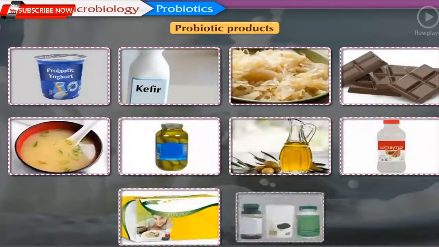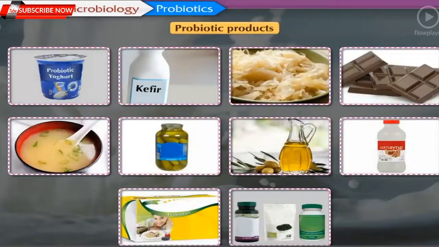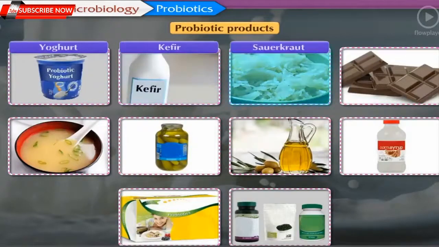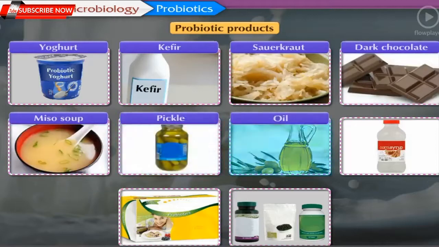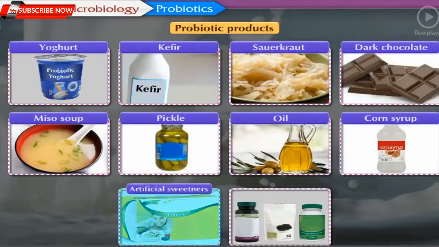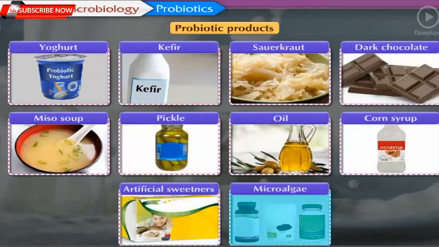Probiotic products are nowadays also available in various forms like yogurt, kefir, sauerkraut, that is, pickle of cabbage, dark chocolate, miso soup, pickles, oils, corn syrup, artificial sweeteners, microalgae, etc.